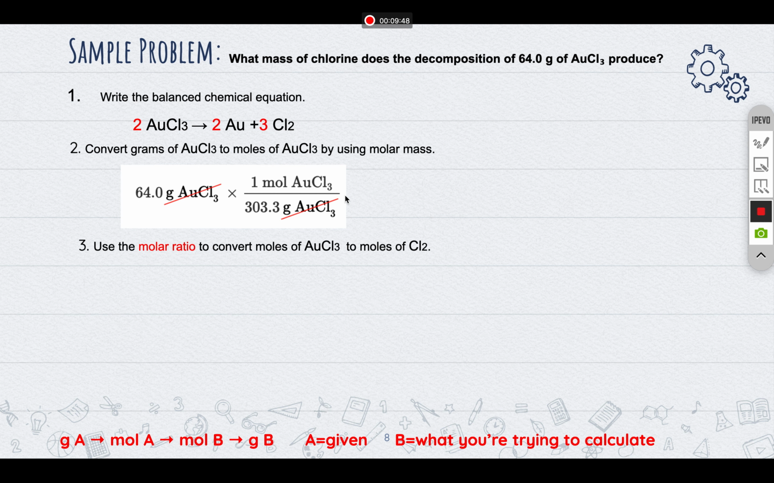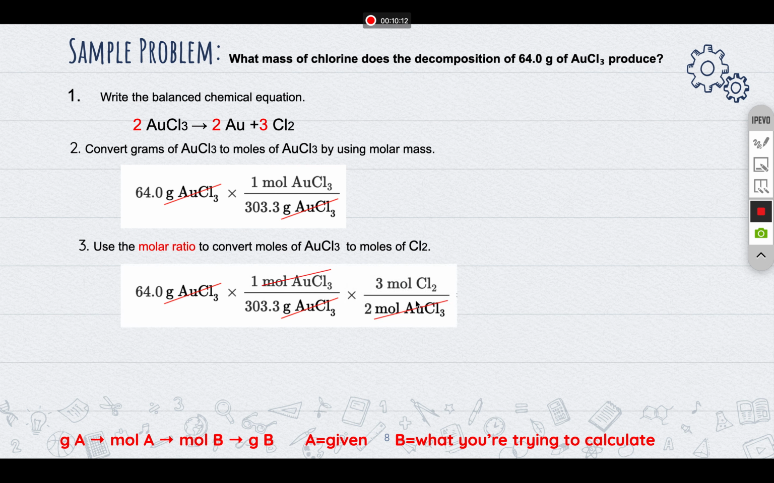All right, so now you're going to use mole ratio. This is where the new stuff comes in. Now we're comparing this right here with this right here. So we have a 2 and a 3, and you need to figure out where the 2 and the 3 go. If you have moles of gold 3 chloride here, then you need to put this on the bottom, right? They need to be across from each other so they cancel out. So this is what it's going to end up looking like.